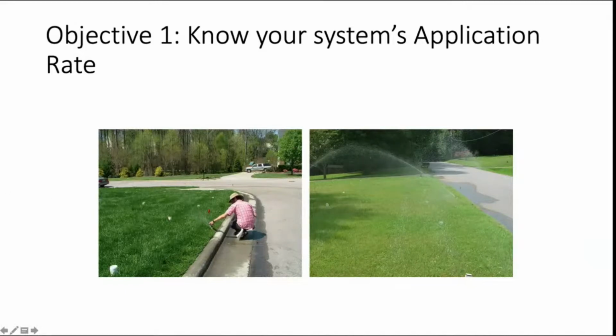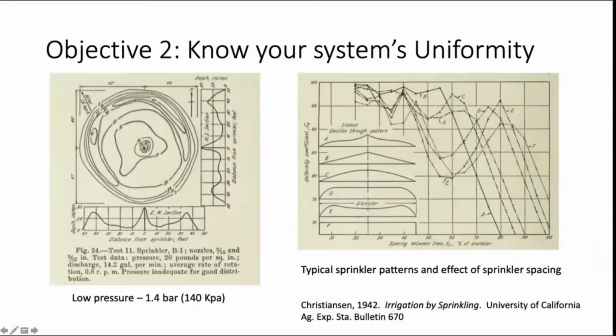This is a very old publication, but it's very good. It was done in the 40s at the University of California, and it's an extension publication on irrigation by sprinkling. If you look at the left here, if I can control my pen over here, maybe not.